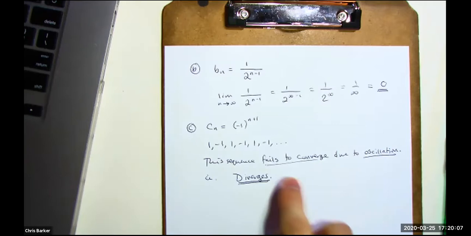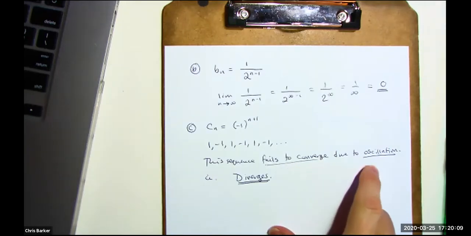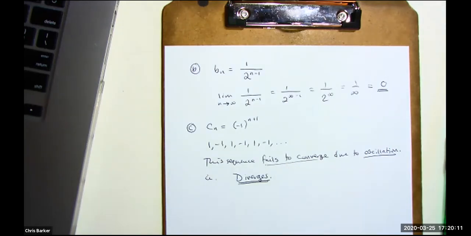All right, the reason it diverges is because of its oscillation. It's not approaching a fixed value. It's just jiggling all the time, up, down, and it never closes in on anything. All right, any questions about that?